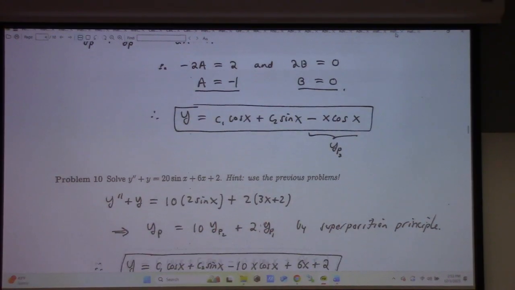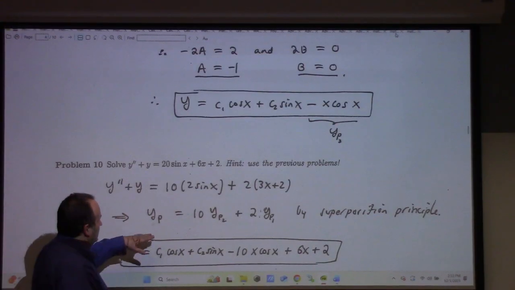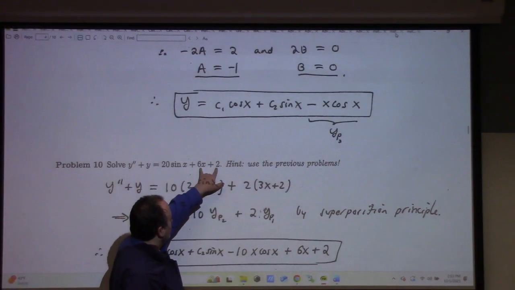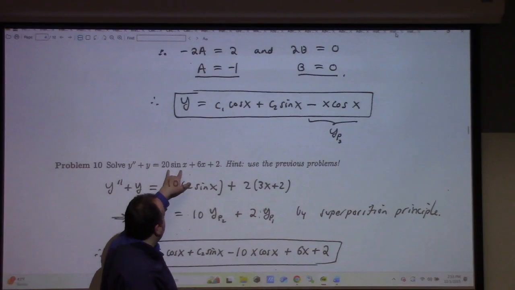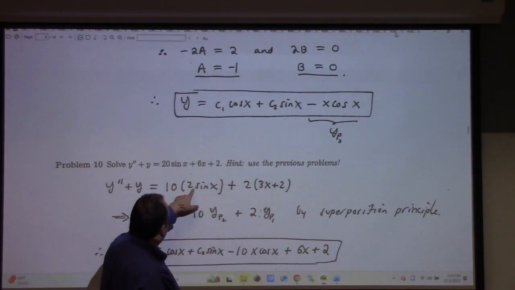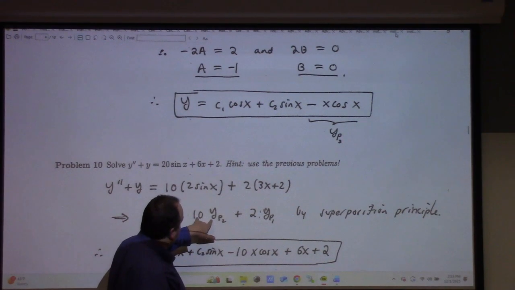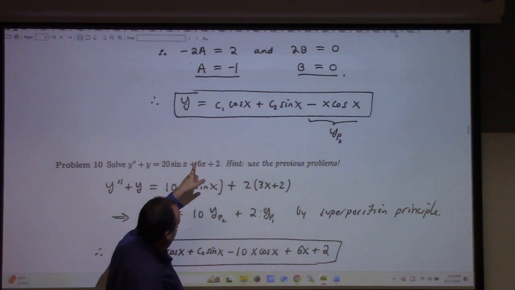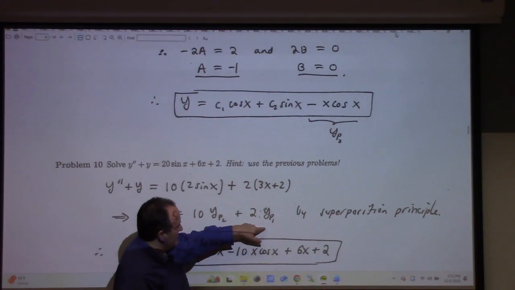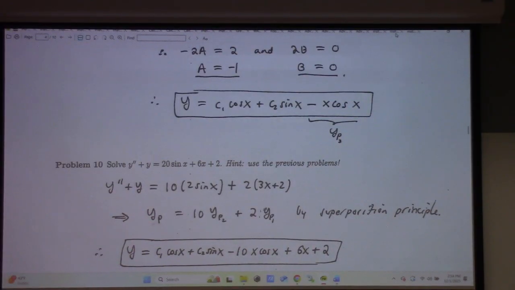And then this is the third, the follow-up to the previous two. That's twice the previous problem, and this is 20 times the problem above. Or wait a minute, 10 times the problem above, because the previous problem had 2 sine x. So I need 10 times the particular solution from the previous problem and twice the particular solution from the problem before that. And so that's by the method of superposition.